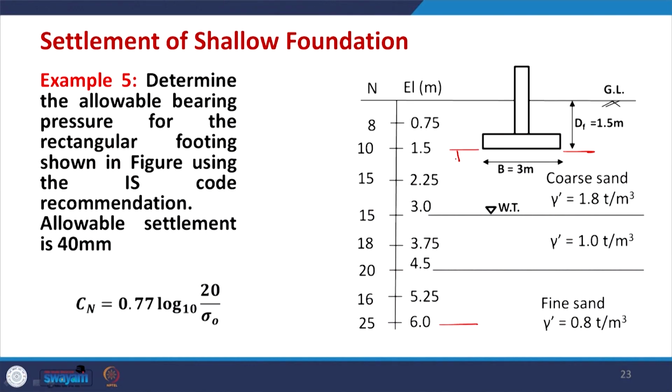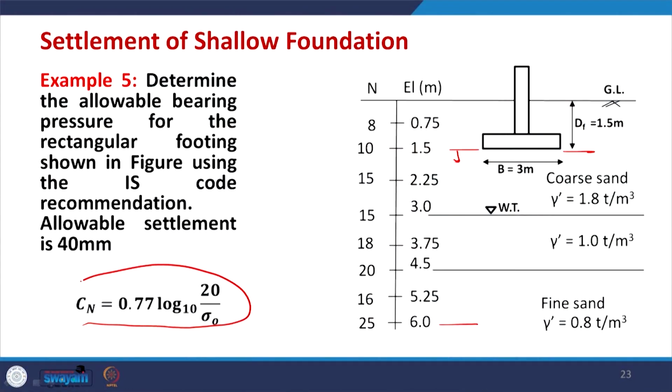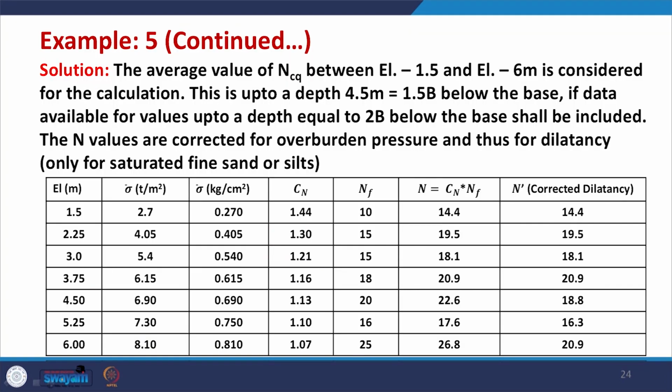So, we do not consider this data above the base of the footing. Using this, the calculation is done in tabular form, which is on the next slide. But before that, the correction due to the overburden pressure uses this relation, and in this relation you need to understand that sigma naught is in kilogram force per centimeter square, not in kPa. So, let us use this relation, which is given in the next slide.